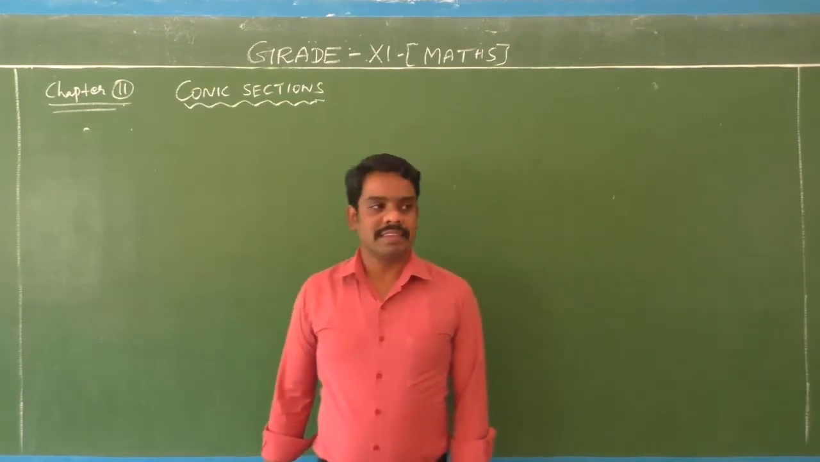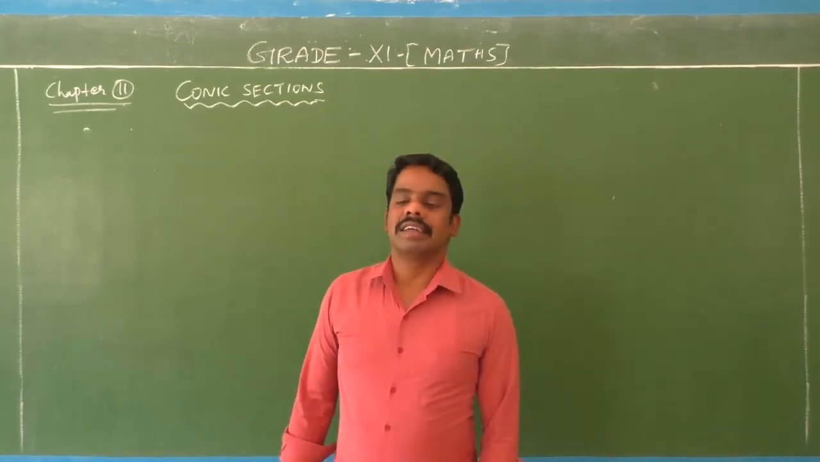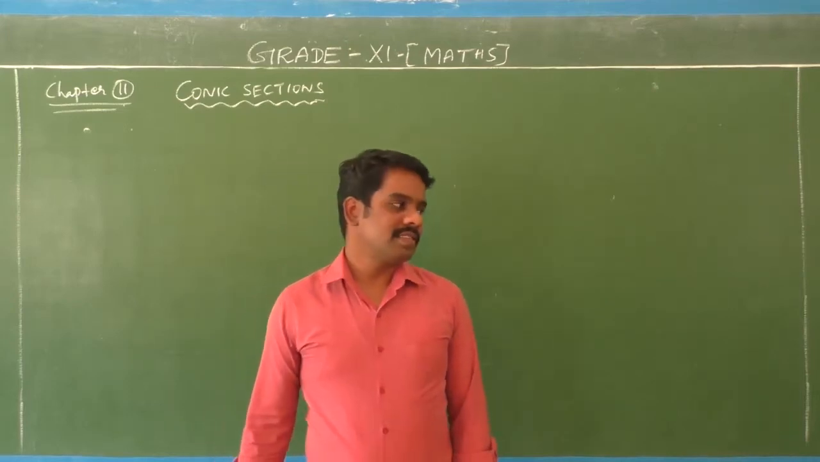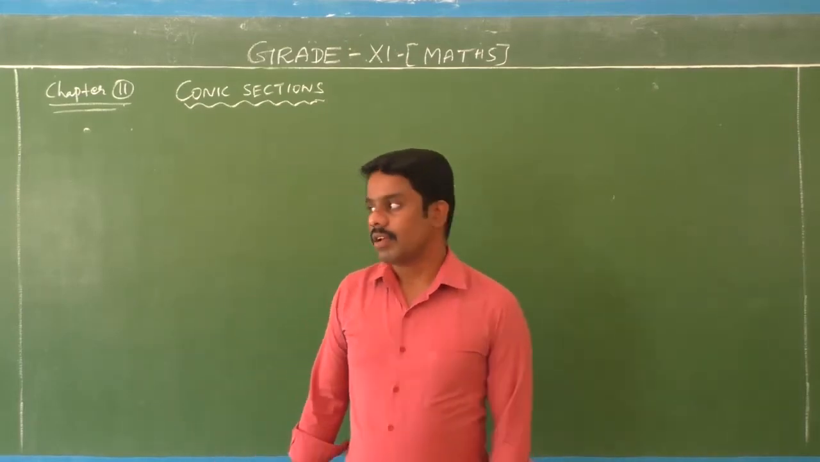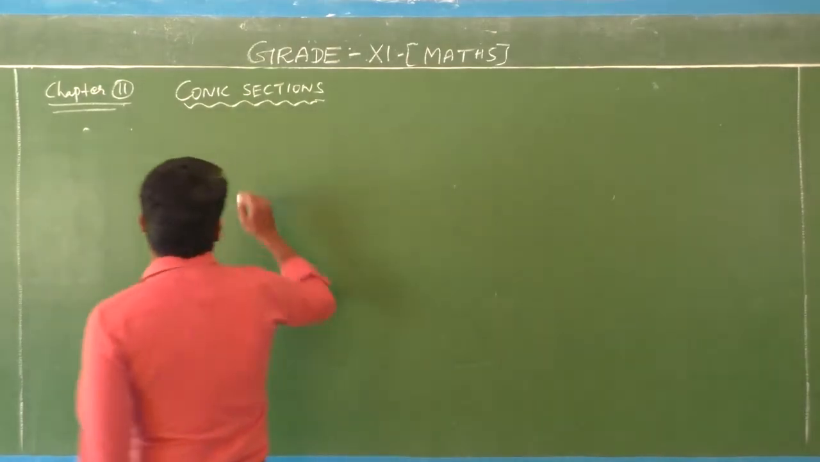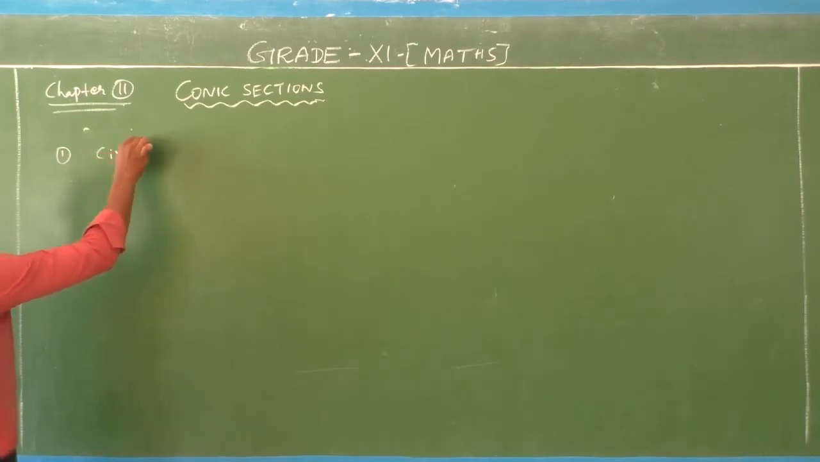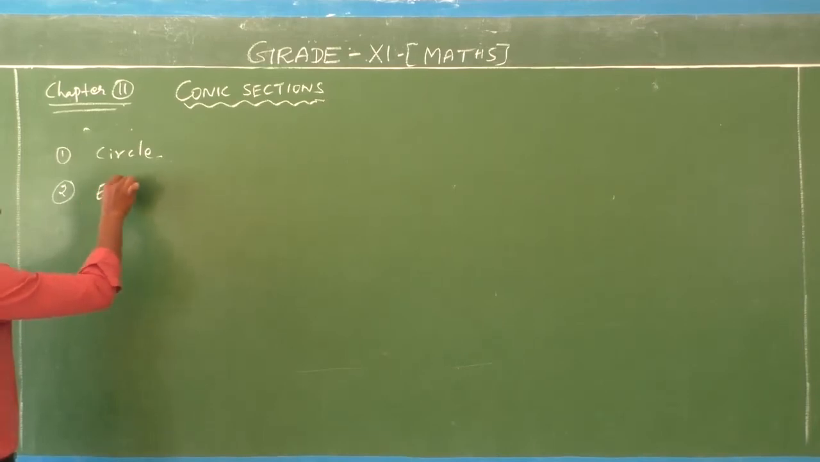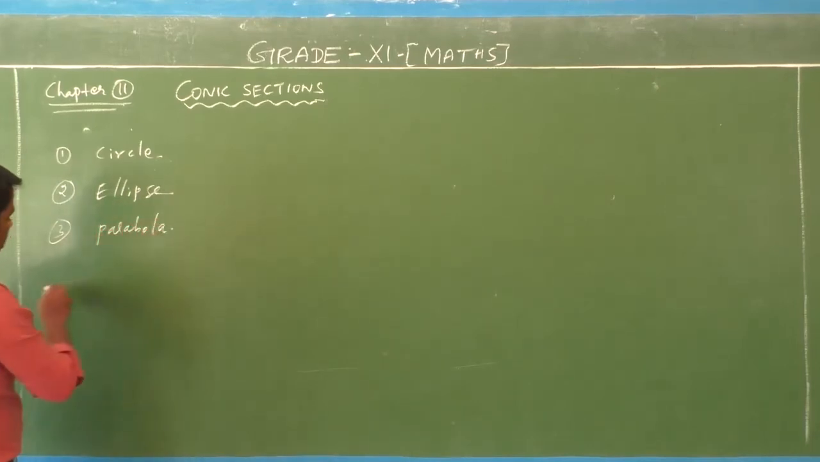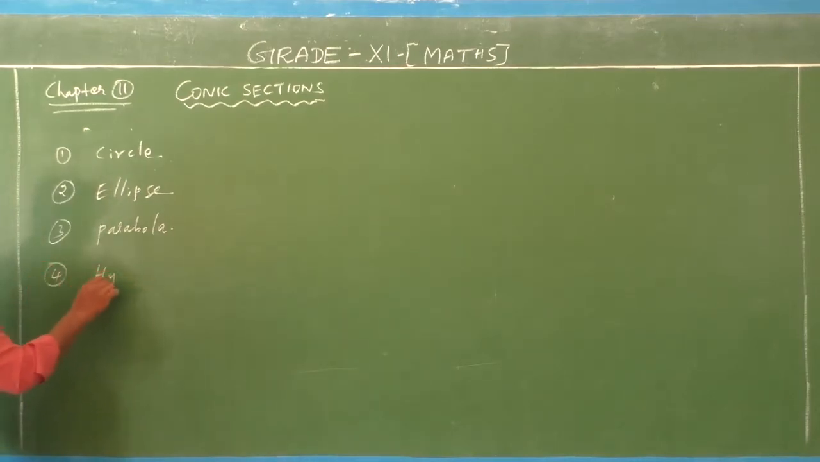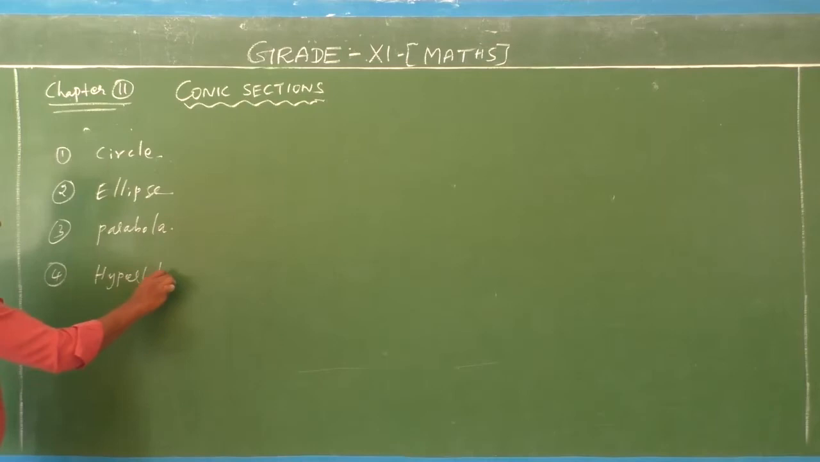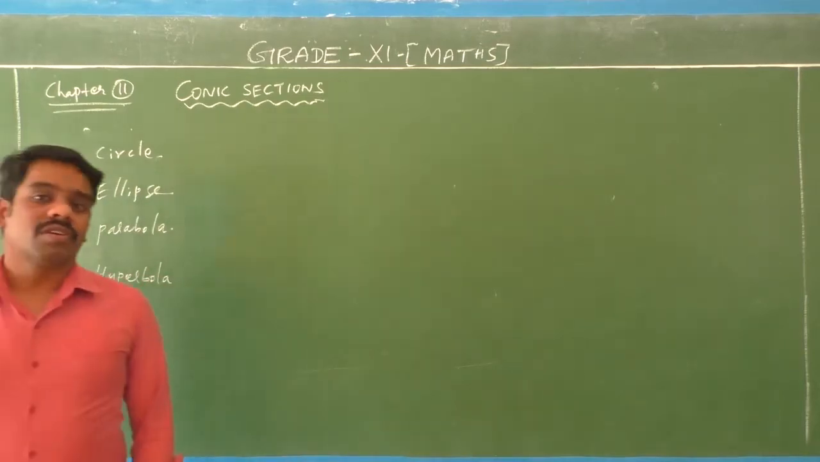In the last class, the previous chapter, we already studied straight lines and circles. So today, various types of conic. First one, circle, and second one, ellipse. Third one, parabola, and fourth one, hyperbola. There are four types of conic sections.